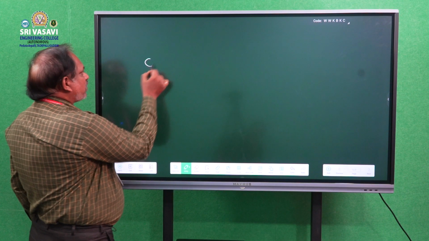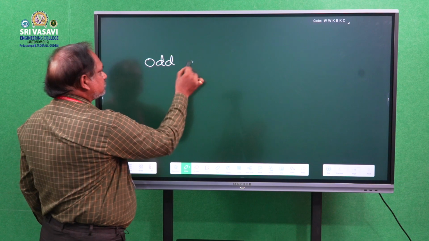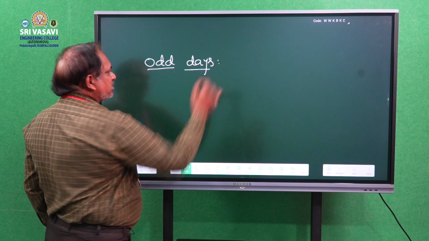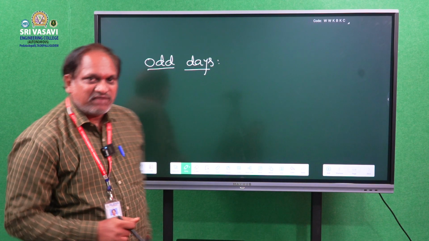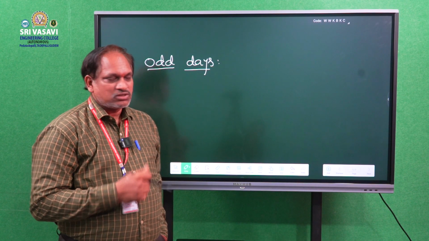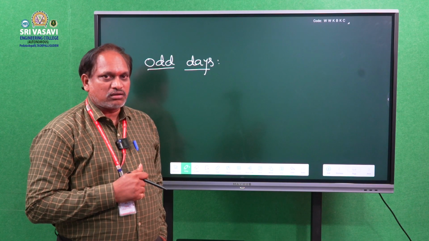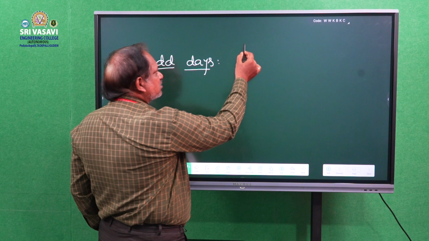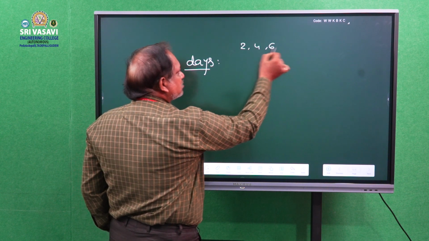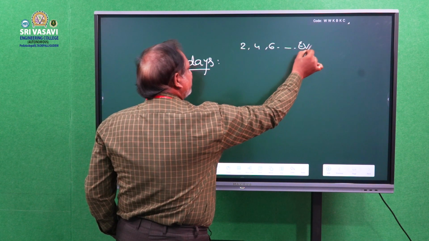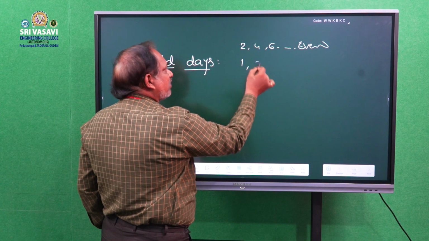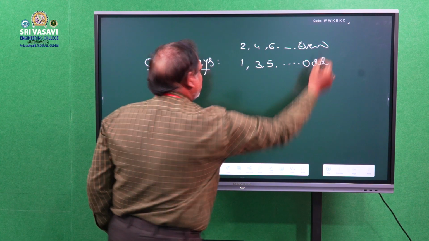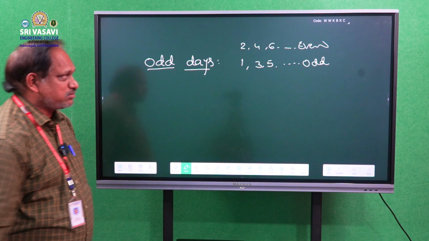The second point is finding odd days. What is meant by an odd day? Generally, we have even days and odd days. In mathematics, even and odd are different: 2, 4, 6 and so on are called even numbers, and similarly 1, 3, 5 and so on are called odd numbers.